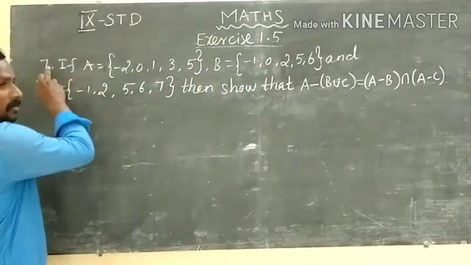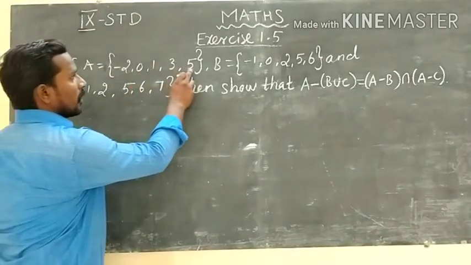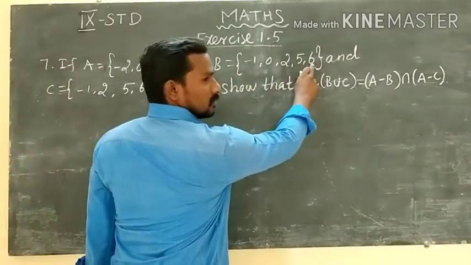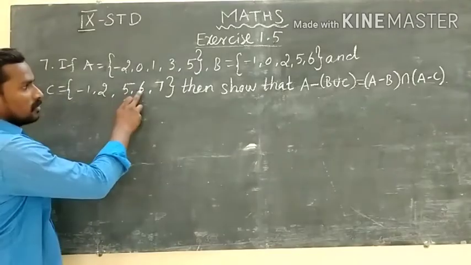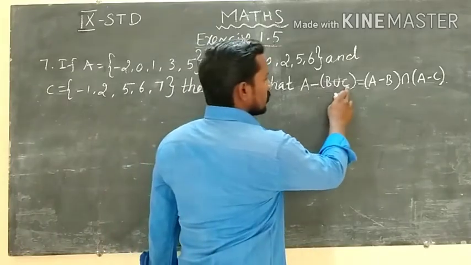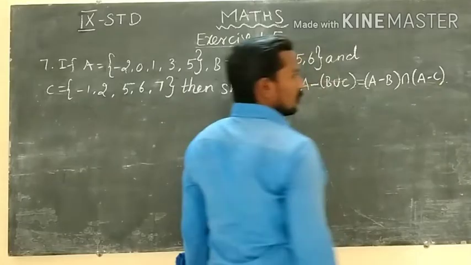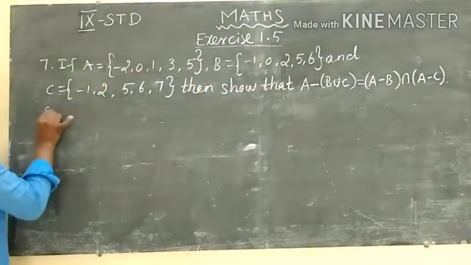The seventh question: if A = {-2, 0, 1, 3, 5}, B = {-1, 0, 2, 5, 6} and C = {-1, 2, 5, 6, 7}, then show that A − (B ∪ C) = (A − B) ∩ (A − C). This is the De Morgan law. The solution.